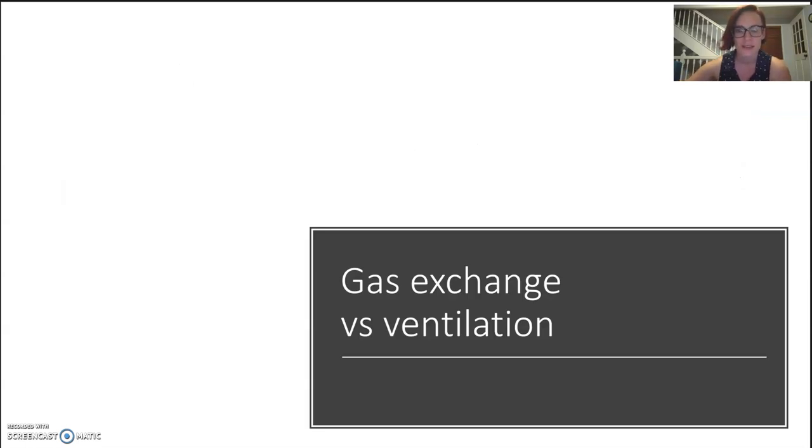So we need to understand the difference between the gas exchange part of ventilation and what ventilation is. Ventilation is our inhale and exhale of air from the outside world into our lungs. So we also call it respiration, but that name's kind of already been taken by something else, right?